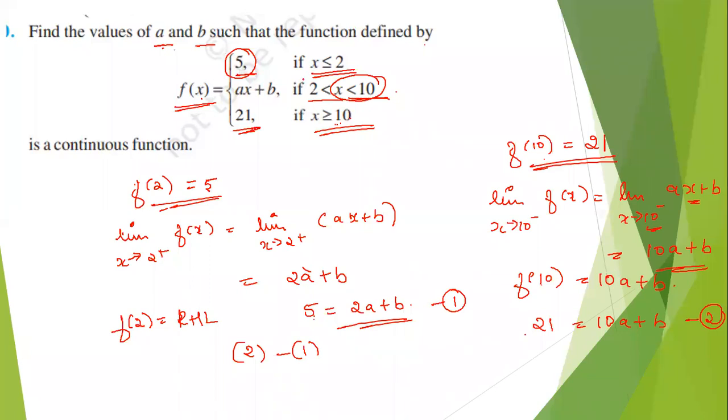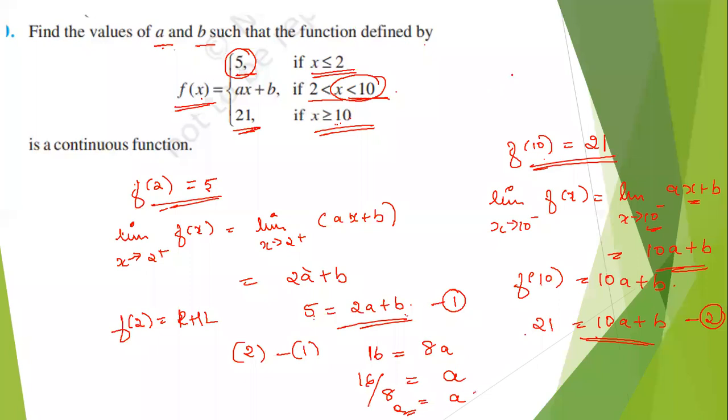Yes, tell fast. Yes, good. Rachana has replied. It's 16. 10a minus 2a. We'll get it as 8a. B and B get cancelled, isn't it? So, what will be a? Will be 16 by 8. What is 16 by 8? It is 2.